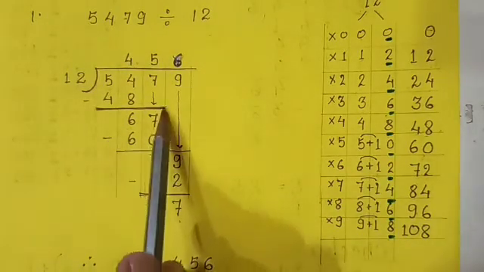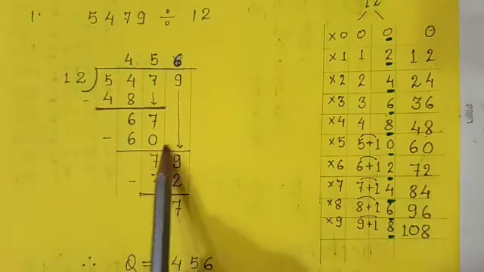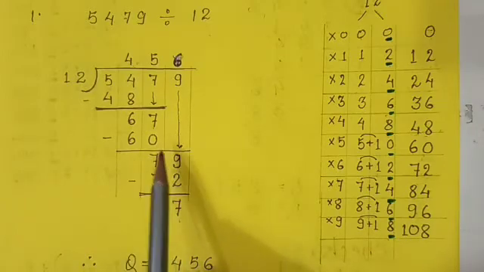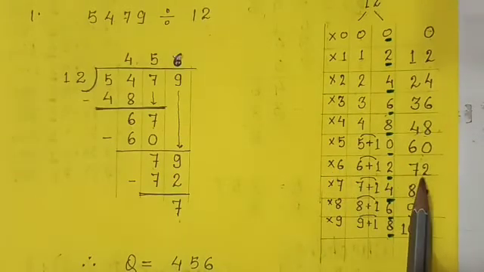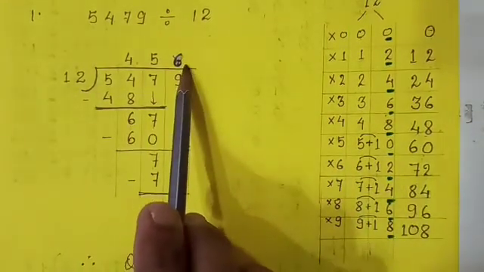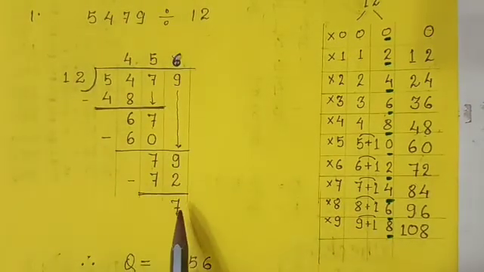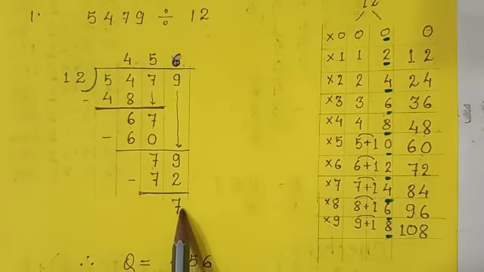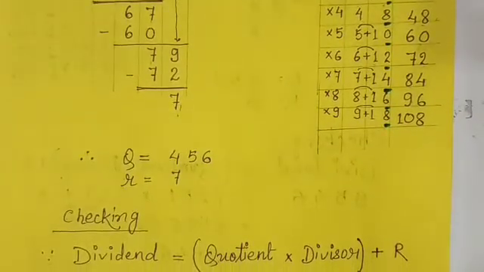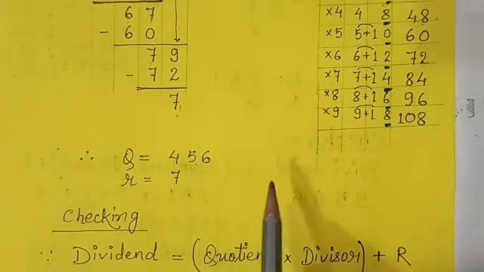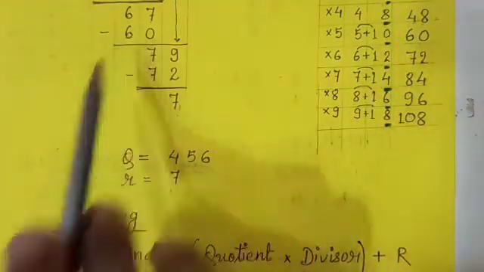After subtraction, what are we getting? 7. Then we have to place down this 9. Our target is now 79. We have to search the nearest number to 79. We are getting that 12 into 6 is equal to 72. Therefore, 6 we have to write here in the quotient and 12 into 6 is equal to 72. After subtraction, getting this 7 as the remainder. Therefore, in this division, what are we getting? Quotient is equal to 456 and remainder is equal to 7. So it is very easy and clear. If we write the table on the right side, division will be very easy.